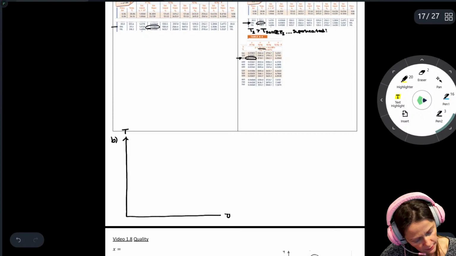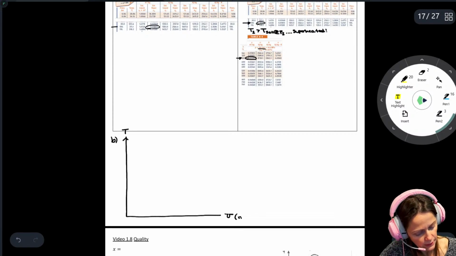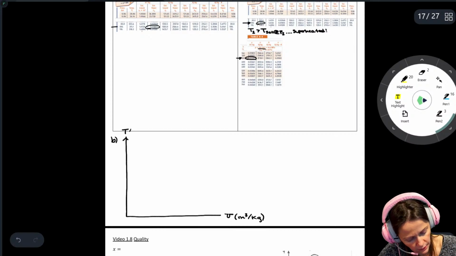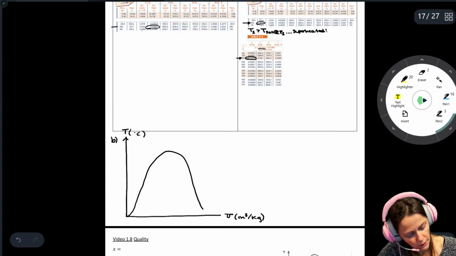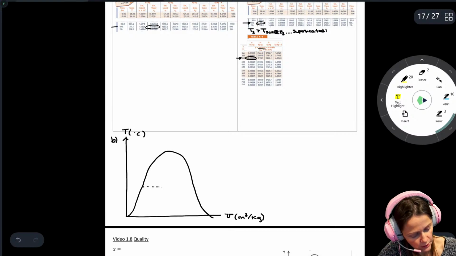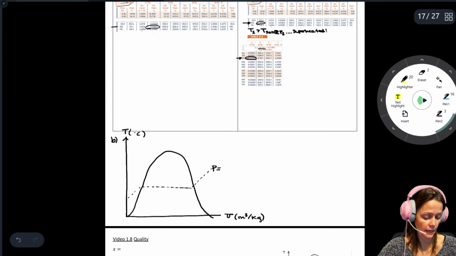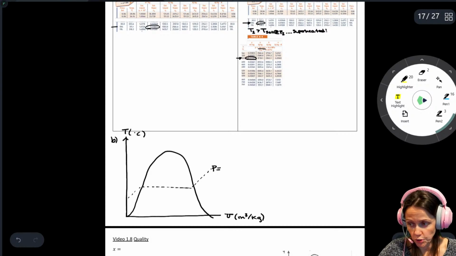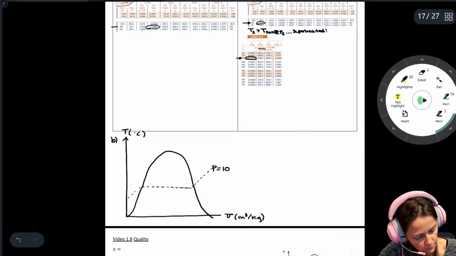All right, so just to save room, I'm going to put my units on here. This is in degrees Celsius. Put my dome here. Maybe I draw a little line of constant pressure just for good measure. Help me draw this path because it is a constant pressure process. So anywhere along that line there, our pressure is 100 bar.